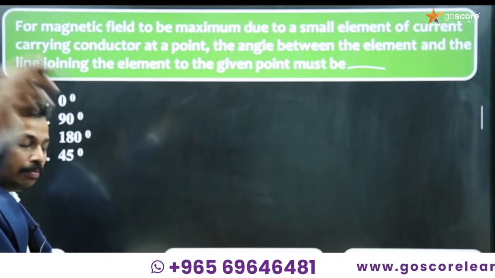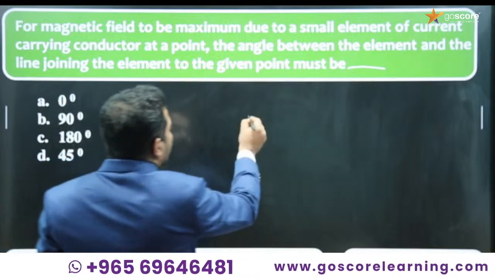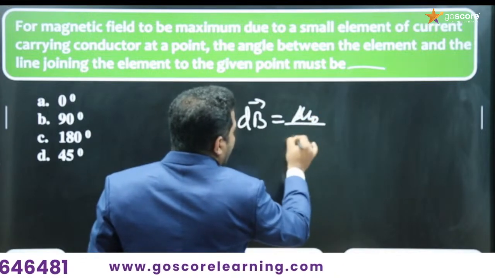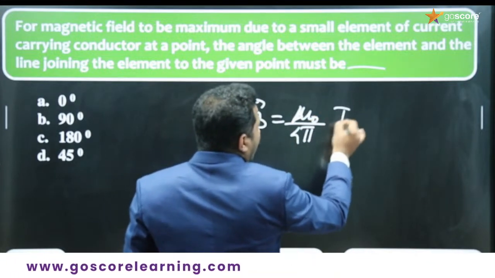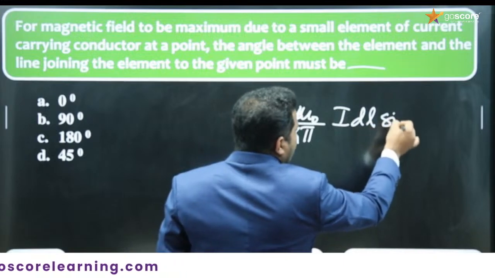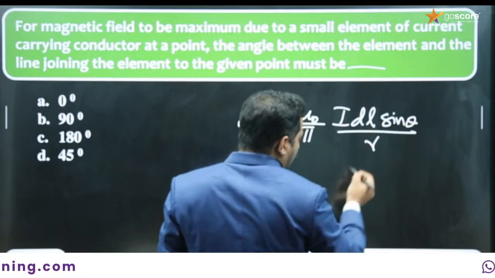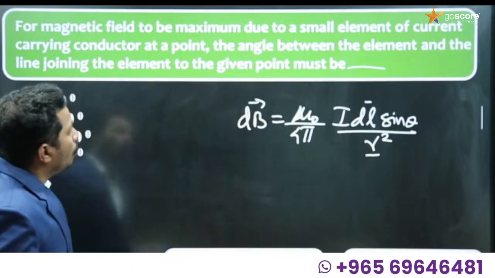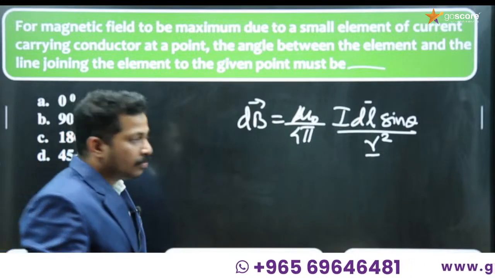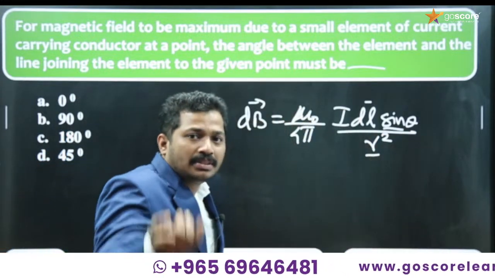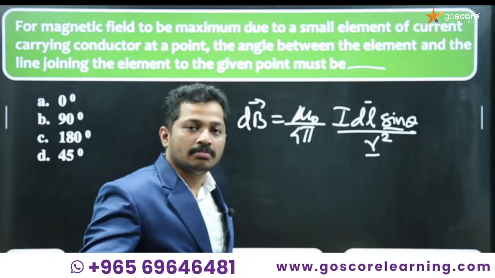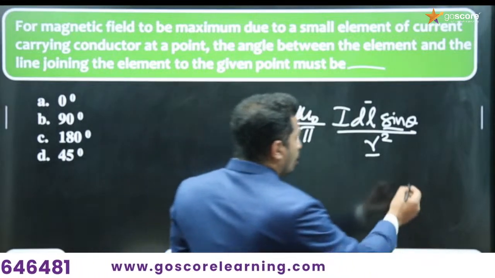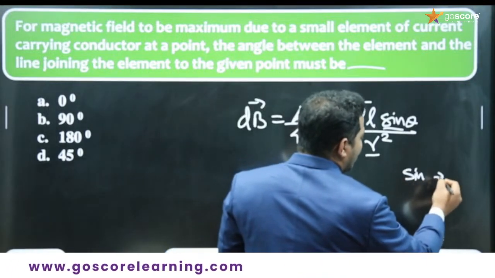So what is the expression for magnetic field that we have learned? It is dB is equal to mu 0 by 4 pi I dl sin theta divided by r square, where theta is the angle between vector r and vector dl, right? So it will be maximum. There is an angle dependence, sin theta. When will sin theta be maximum? What is the maximum value of sin theta? What is the minimum value of sin theta?